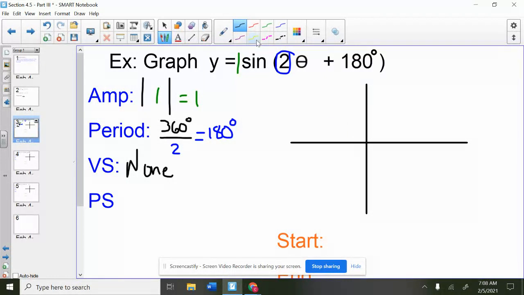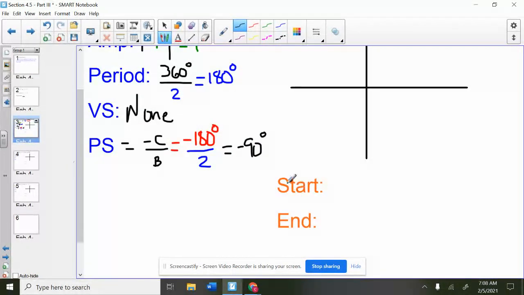And now I have a phase shift, because I have a C value here that we need to work out. So as we just talked about, that's going to be a negative C over our B value. So here's my C. So I'll have the opposite of that. So the opposite of 180 is negative 180. And then I have that value of 2, so I divide that by 2. And so then that gives me negative 90. So this thing is starting at negative 90. And so you're going to see me have that over here. That's what that's going to tell me. This guy's going to start at negative 90 degrees.